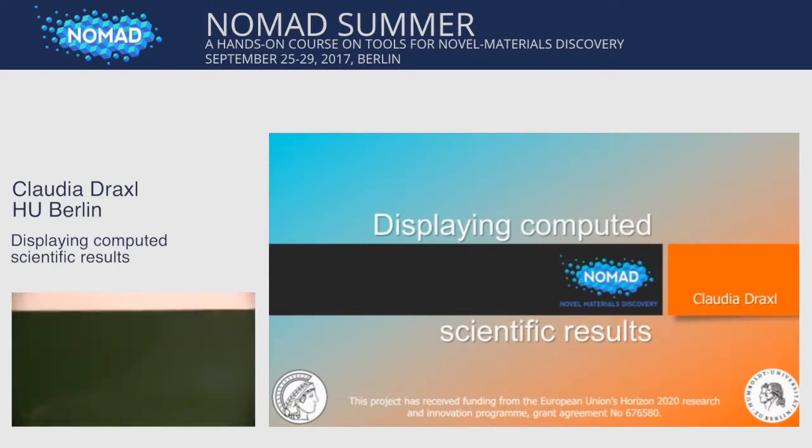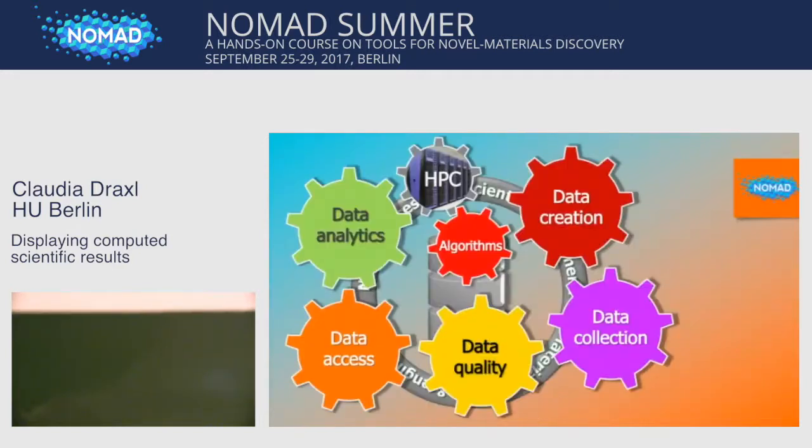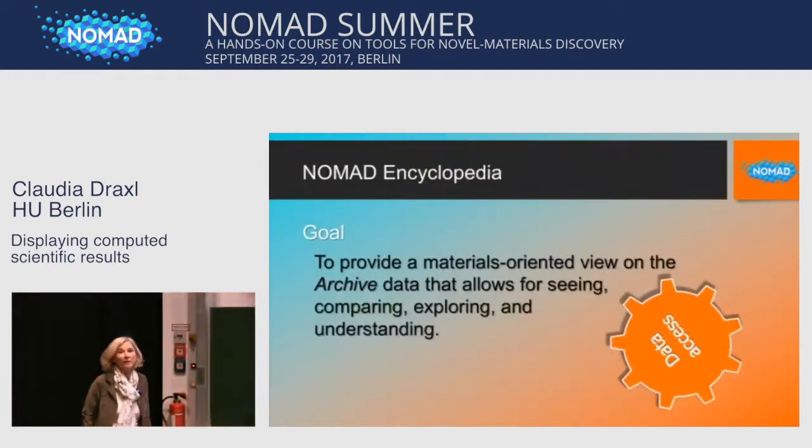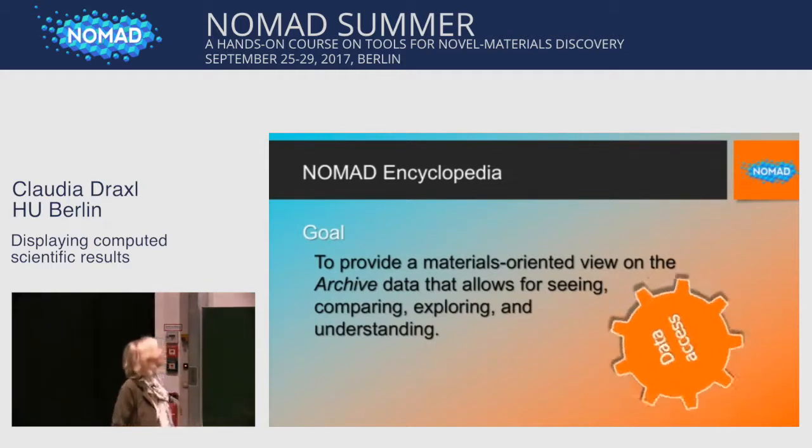I would like to give you a brief introduction into what we call the Materials or Nomad Encyclopedia. And let me start right away. You have seen this transparency already. And the talk is all about this orange box here. So it's how we give access to the data.